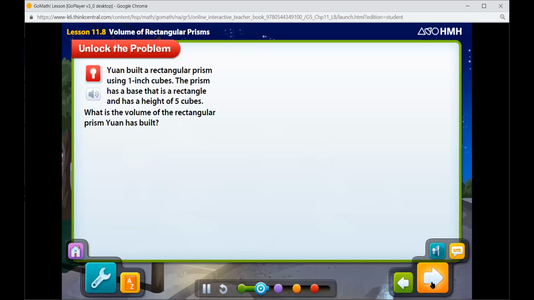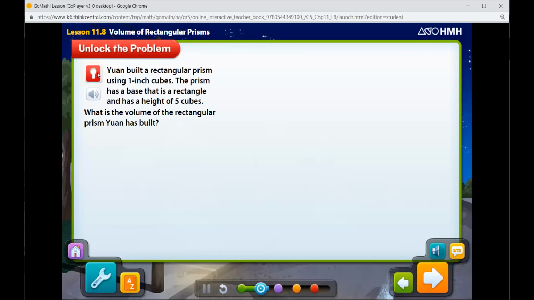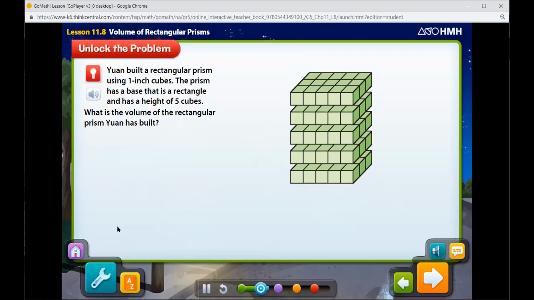Let's work through a problem and find the volume of a prism. This is the first question in your book, page number 681. Yuan's prism has 5 layers since it has a height of 5 cubes. How many inch cubes are in each layer?